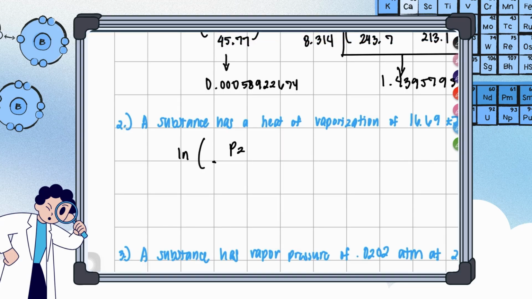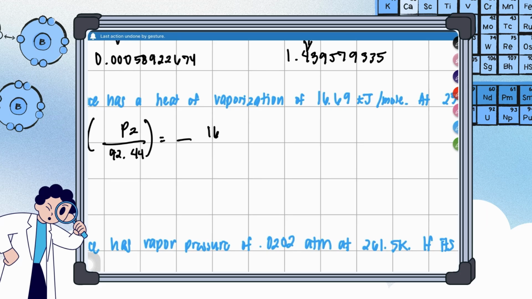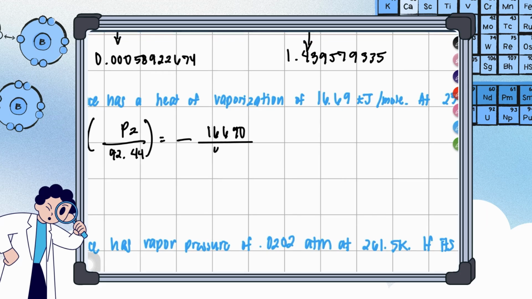So ln of P2 over 92.44 equals 16,690 all over 8.314 times 1 over temperature 2, 275.7, minus 1 over temperature 1, which is 254.3.